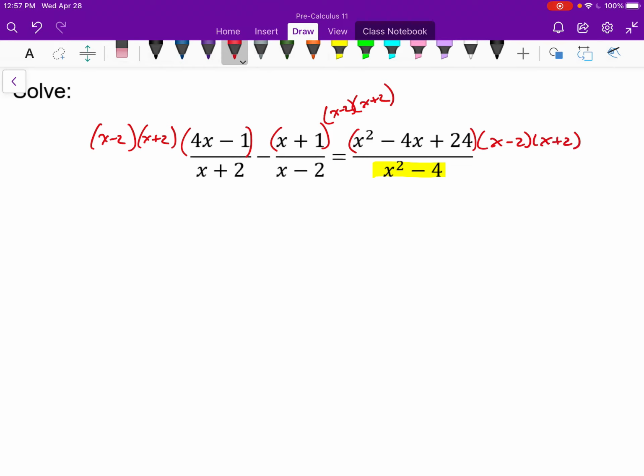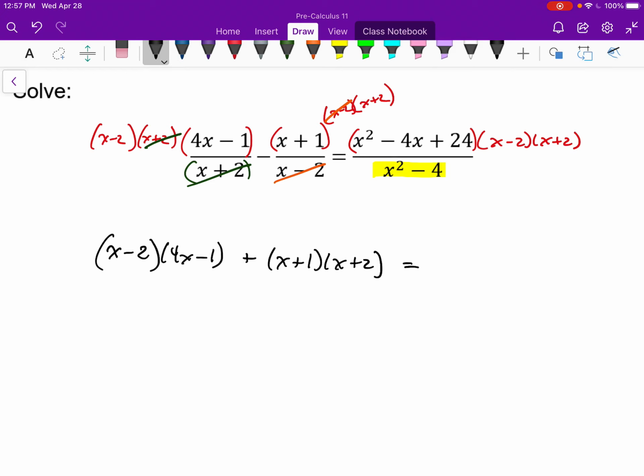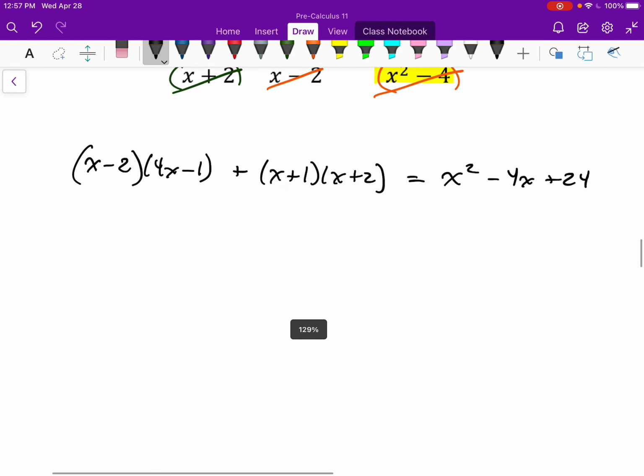OK, that's it. Don't get scared off, because again, I can see right here that this factor of x plus 2 cancels out. So all I have left is x minus 2 times 4x minus 1. OK, the next term, I can see x minus 2's cancel out. So all that's left is x plus 1 times x plus 2. And on the right-hand side, all of this cancels out with all of that, because x squared minus 4 is equivalent to x minus 2 times x plus 2. So all I have left is this. All right. Again, got past that first big hurdle, and now I can focus on this.